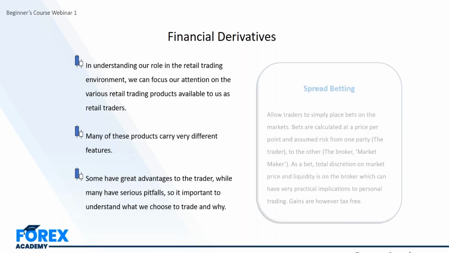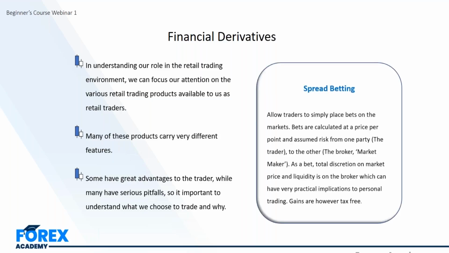We have discussed spread betting. What they do is allow traders to simply place bets on the markets. Bets are calculated at a price per point and assumed risk from one party, the trader, to the other, the broker, i.e. the market maker. So as a bet, i.e. spread betting, total discretion on market price and liquidity is on the broker, which can have very practical implications to personal trading. Gains are, however, tax-free, so there are tax advantages to spread betting indeed.